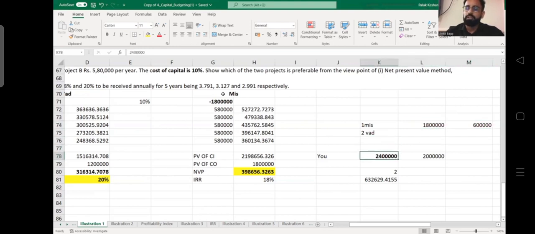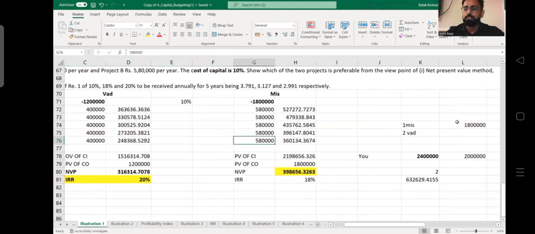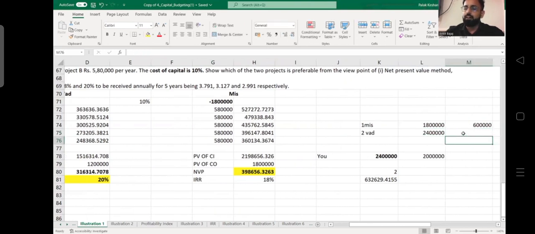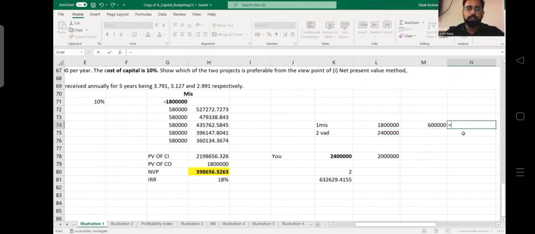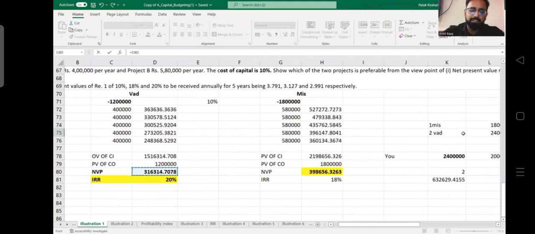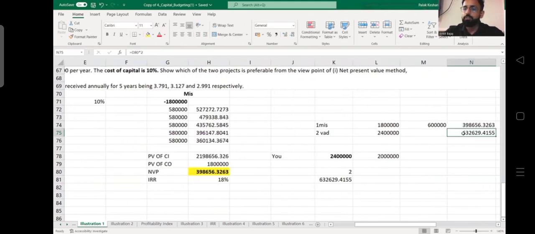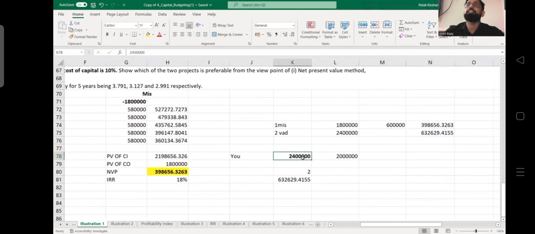But what you can do, if you are having 24 lakh rupees, for one Vada Pav thela you need to invest 12 lakh rupees. For two thelas, how much will you be investing? Obviously 24 lakh rupees, right? So here, you can start two Vada Pav thelas. If you are starting one Misal Pav thela, what is going to be your NPV, net profit? 3,98,000. If you are starting two Vada Pav thelas, in this case, what is going to be your NPV? Obviously, it is going to be 6,32,000 something, right? So which business will you prefer to start? If you are having 24 lakh rupees with you, obviously Vada Pav, because you are making almost double profit, right?